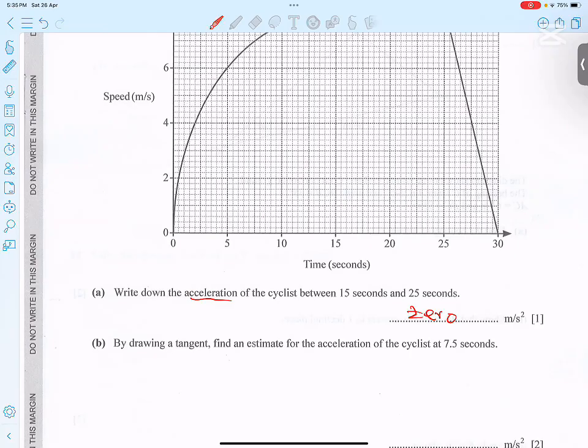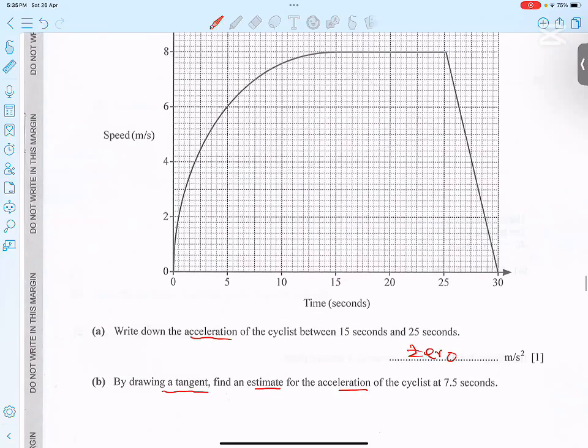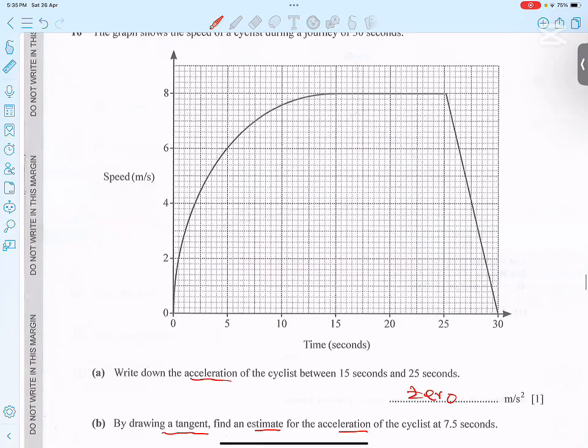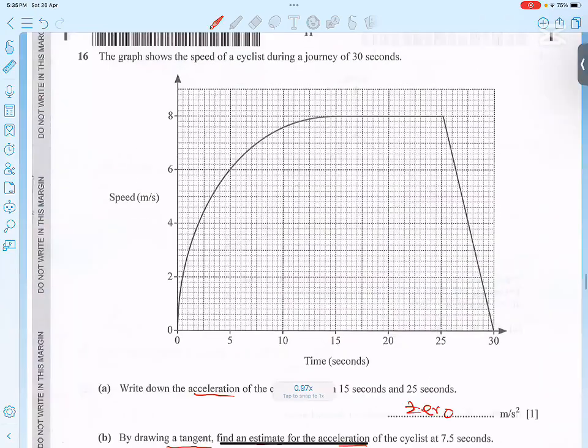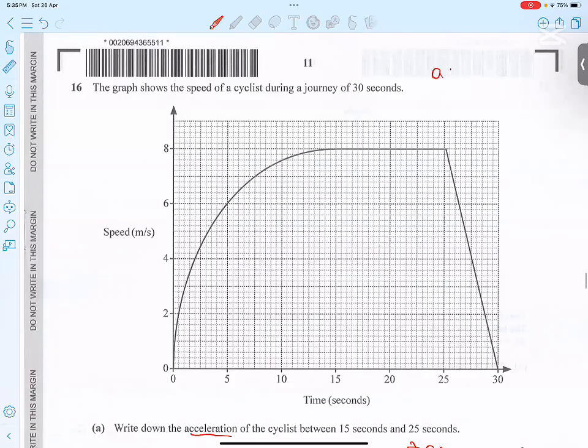Next part, students, he is asking for a tangent. Why draw a tangent to estimate the acceleration? For your knowledge, in this whole topic we have 2 criteria only. Criteria number 1, the acceleration is basically the gradient of the line, and distance is basically equal to the area. The area under the line is basically the distance covered.